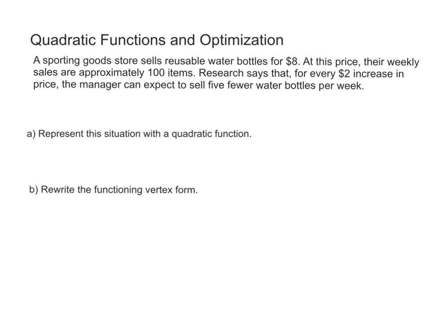I asked you to think about what the word optimization means. What does it mean? Being the best that it can be. Optimization is making something the best that it can be. And so that's what these problems are about. They're all problems that can be modeled with a quadratic. And what we're trying to do is make the situation the best that it can be.